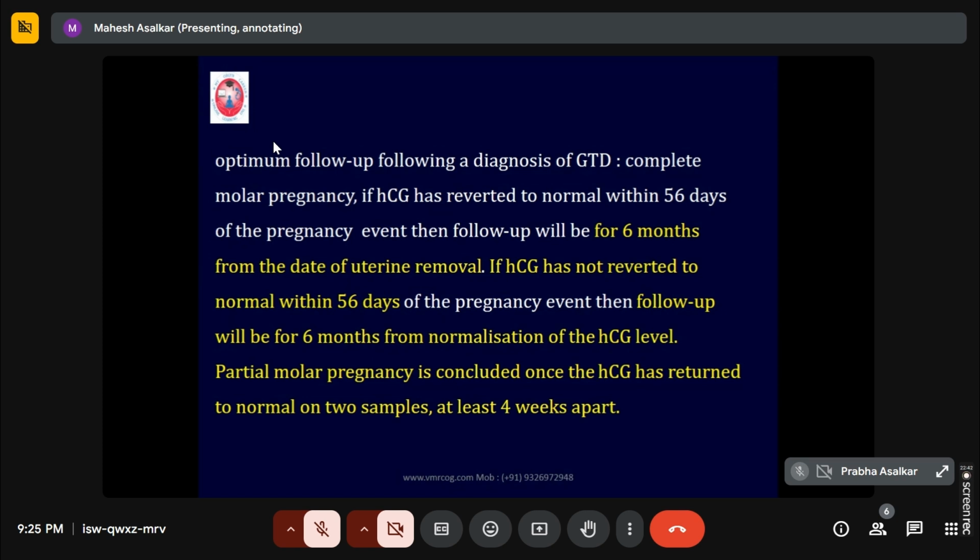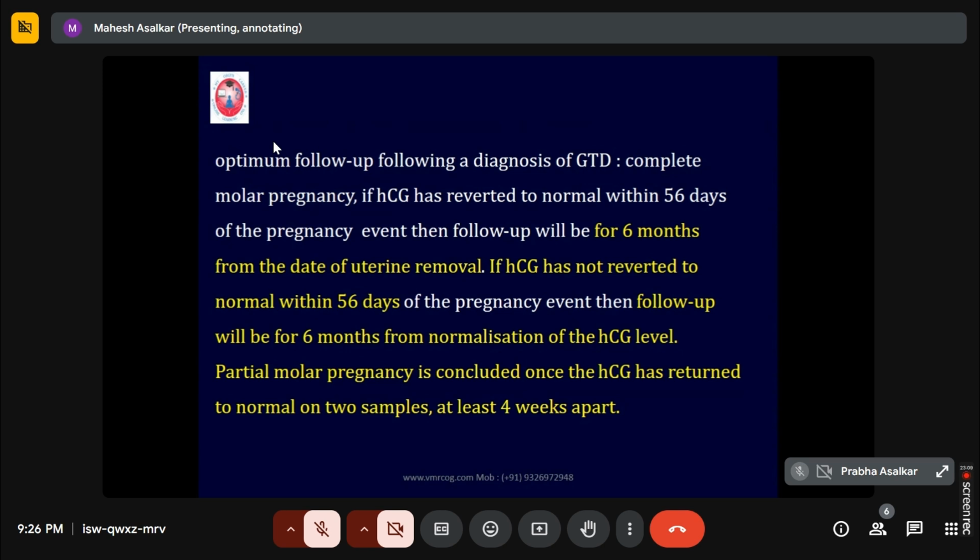Suppose they give some scenario and say that the patient was followed up with beta HCG and the HCG has come to normal after 60 days or 65 days. What will be the follow-up? So follow-up will be for 6 months from the normalization of the HCG in that particular case, because it came back to normal after 56 days. And if it happens within 56 days, then it is from the date of evacuation.